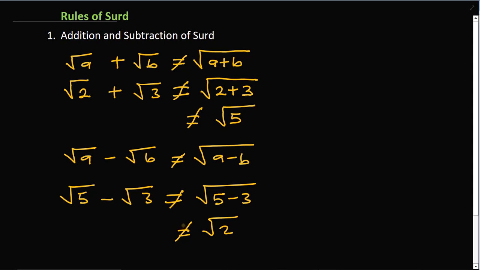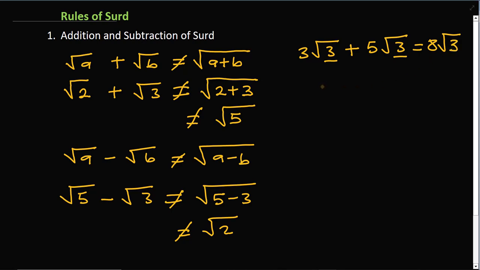But how about a situation such as 3 surd 3 plus 5 surd 3? In this situation, I want you to pay attention to see that we have similar surds, in the sense that we have surd 3 here and surd 3. You can simply add them. So this is 3 plus 5, which gives us 8, and you simply maintain the surd. I hope this makes sense to you.